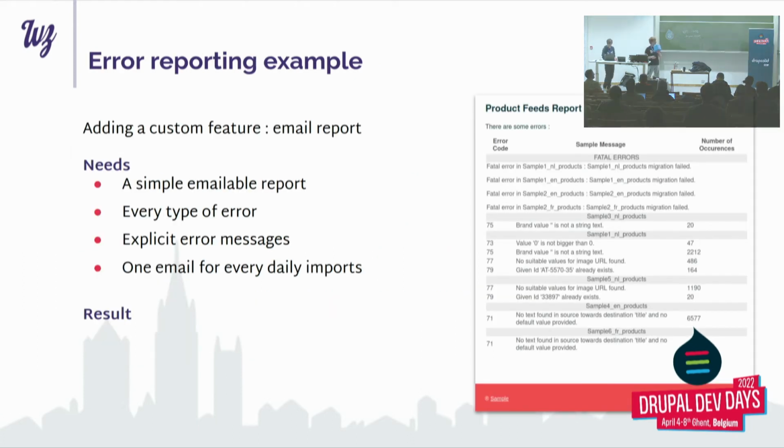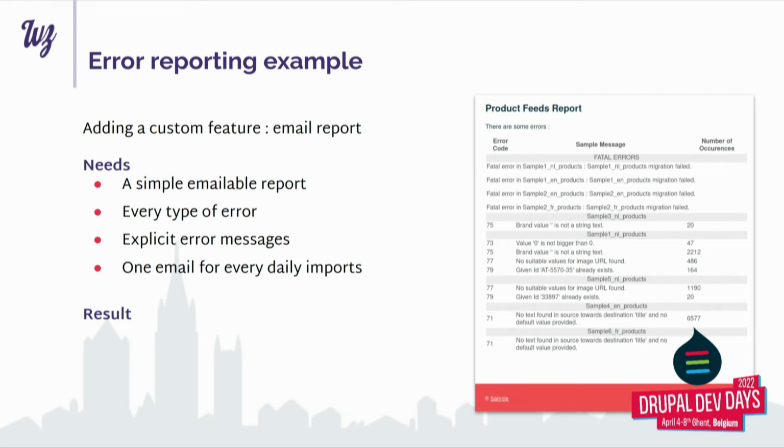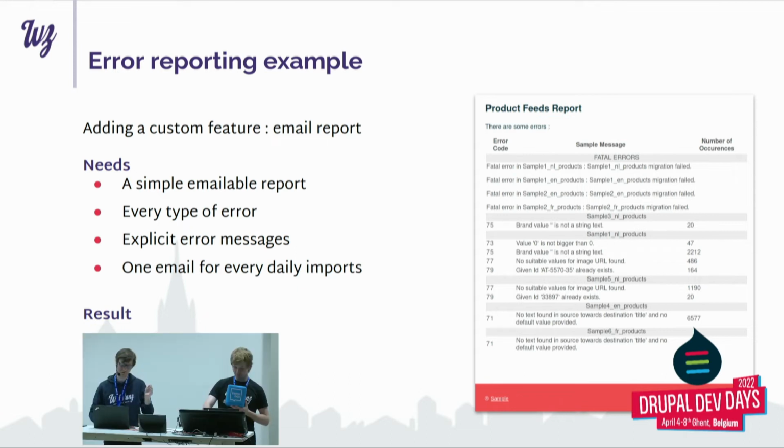Yeah, so let's go into another example on error reporting. Here is, for example, a custom feature that I implemented for Ascoli, which is simply an emailable report. What happens is that you launch your migrations, you keep track of the different error messages, and at the very end of your cron job, you just send an email with the different error messages, quite simply.